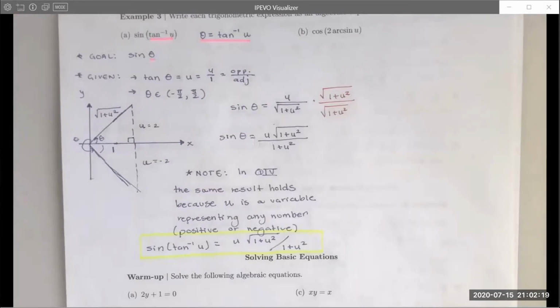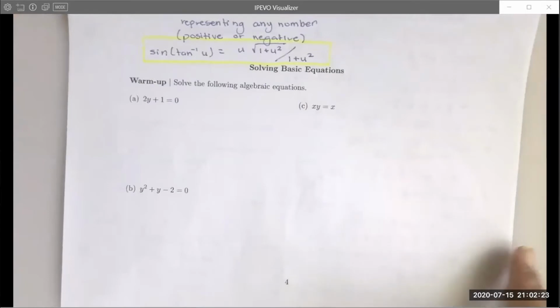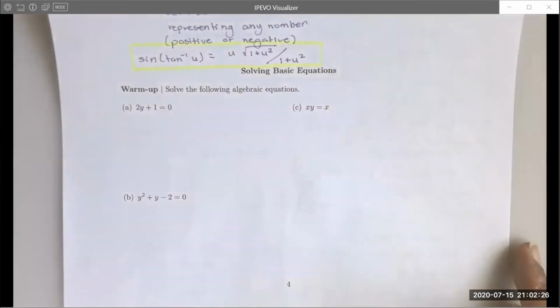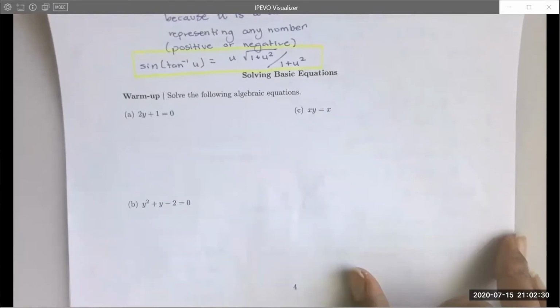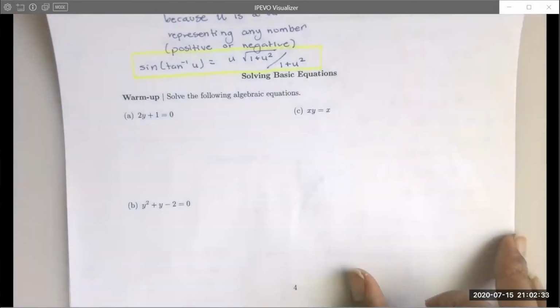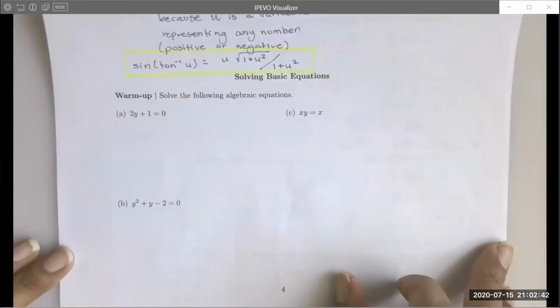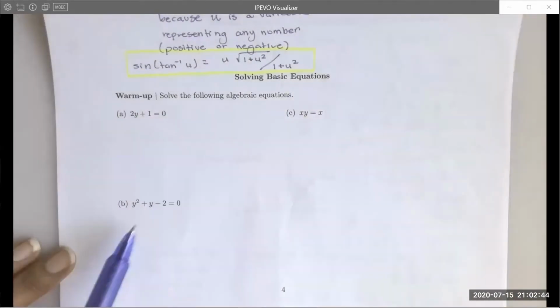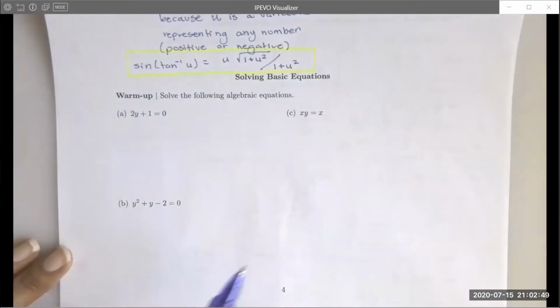And so now we're going to delve into a related topic, solving basic equations, which up to now we haven't really done. We've done more of an evaluation of sine inverse, cosine inverse, tangent inverse. But for these, we're going to be solving equations. And in order to solve the trigonometric equations, I want us to get warmed up by solving some of these algebraic equations which don't have any trig function involved.